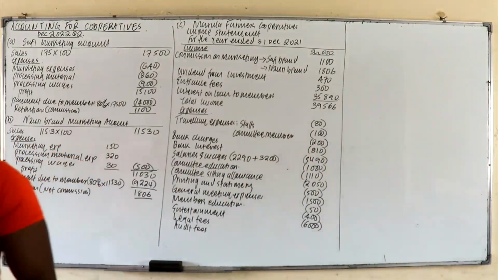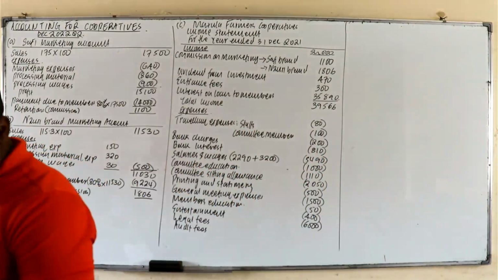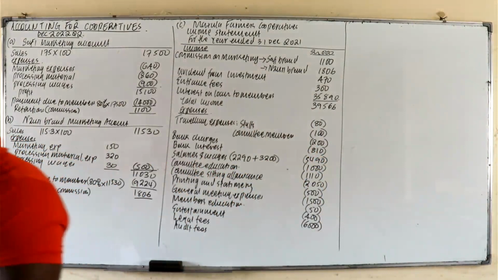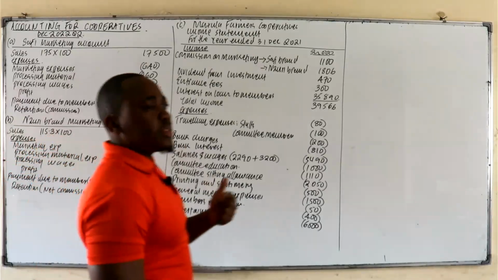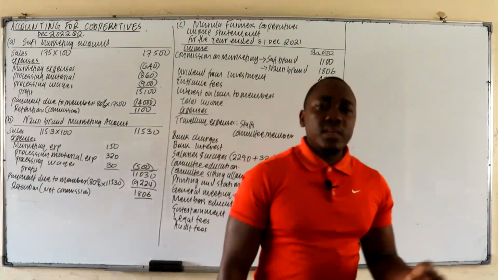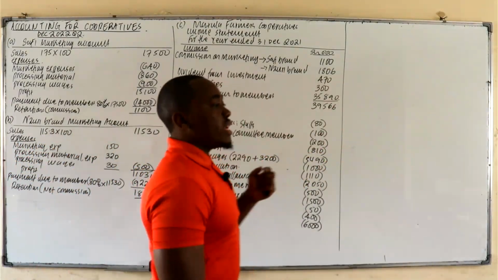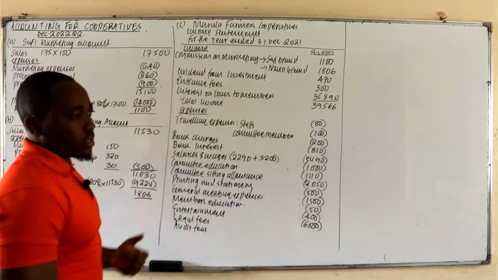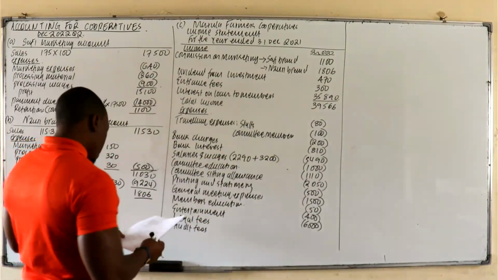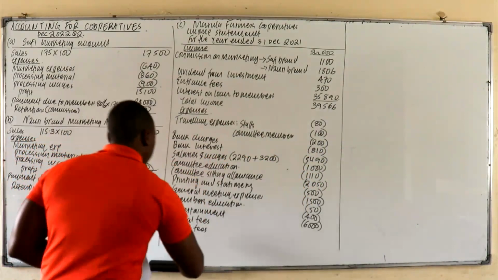Then additional information number 5. Interest on members' deposit is to be provided at 86,000. Members' deposit is a liability, so a liability gives rise to an expense. We expect to pay the members an interest on their deposit. So therefore it becomes an expense. So we have interest on members' deposit.